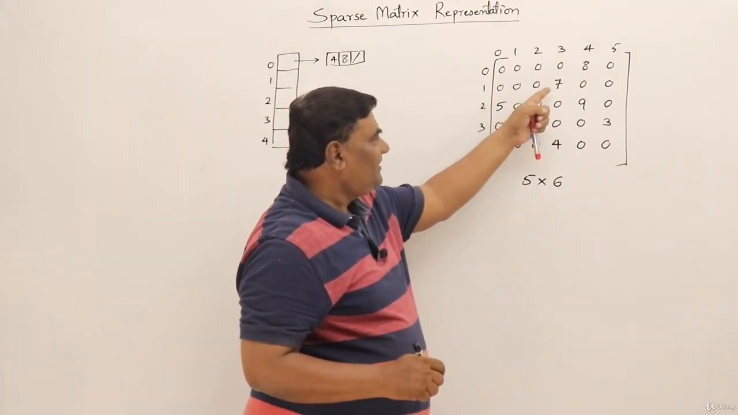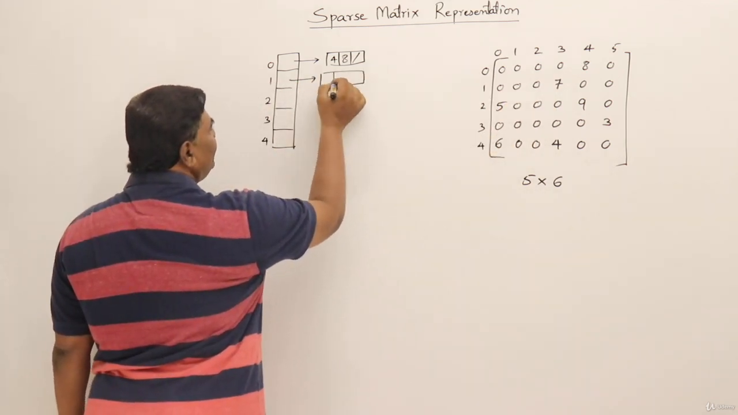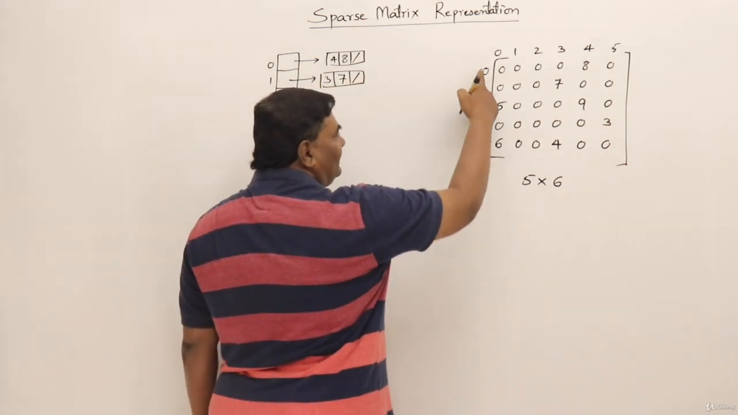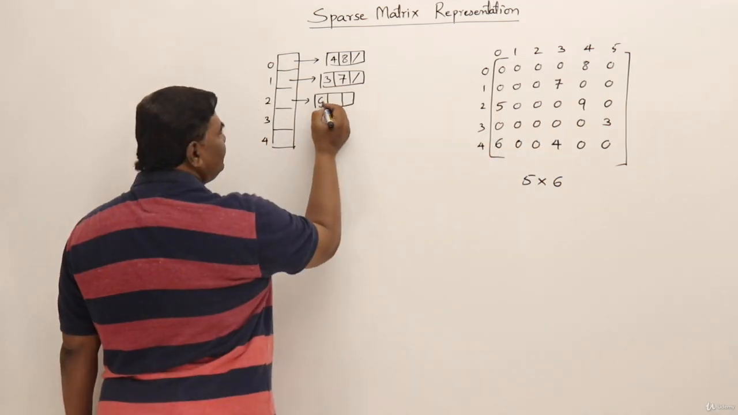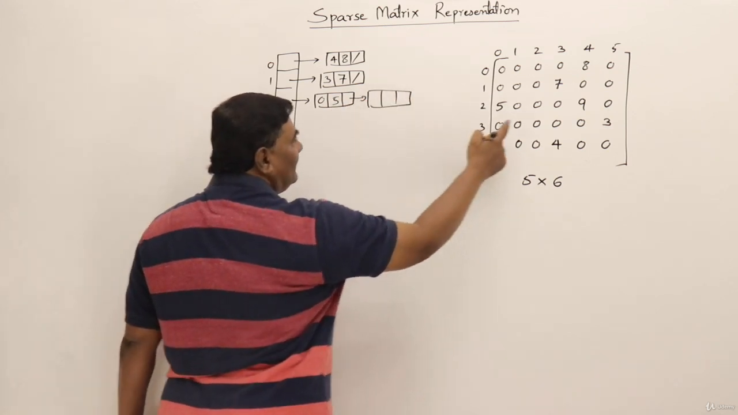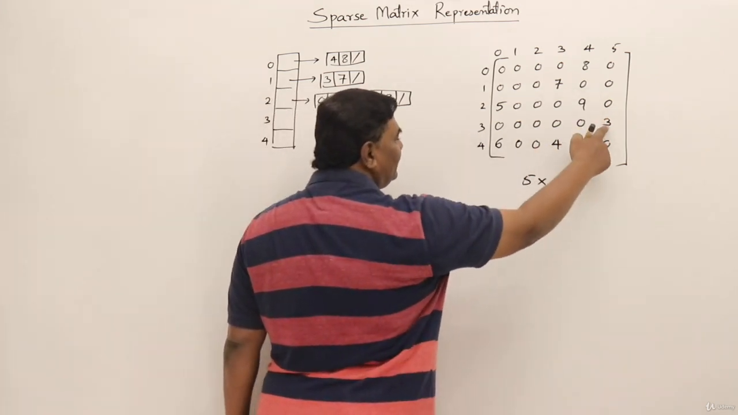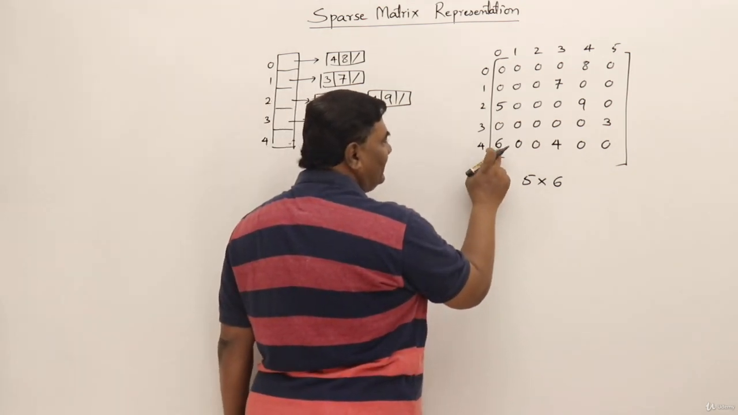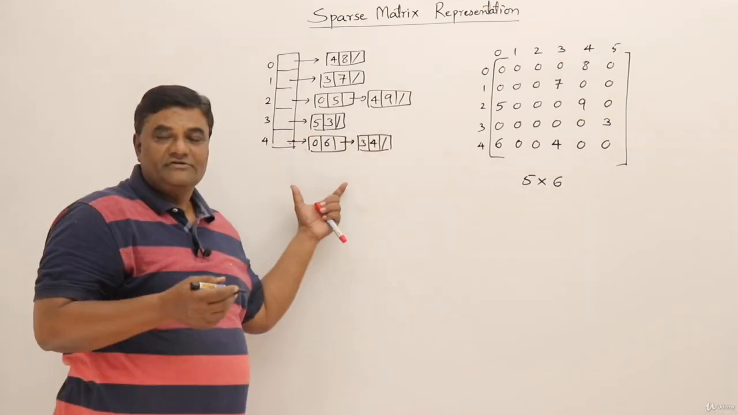Then the next row, row 1, there is one non-zero element at column 3. So column 3 element is 7 and this is null. Then in row 2, we have two non-zero elements at index 0 and 4. At column 0, the value is 5, and next at column 4, value is 9. The next row, we have an element at column 5. Then in this row, we have two non-zero elements at column 0 and column 3.